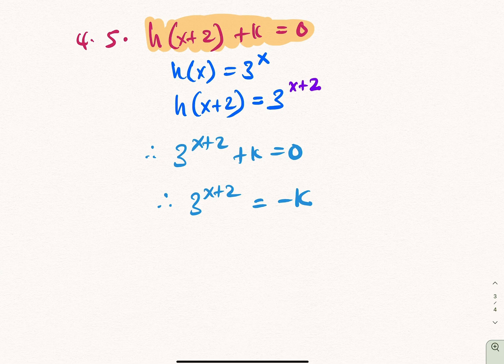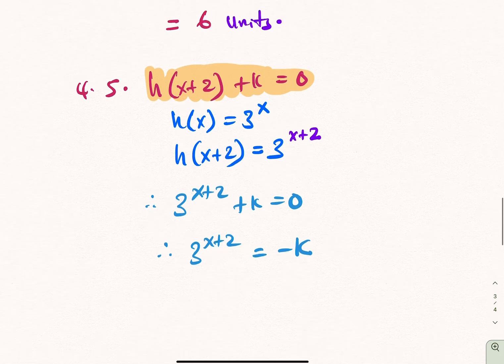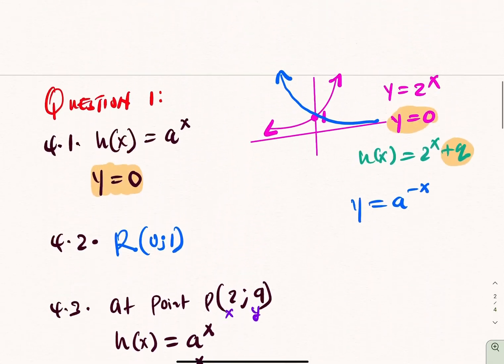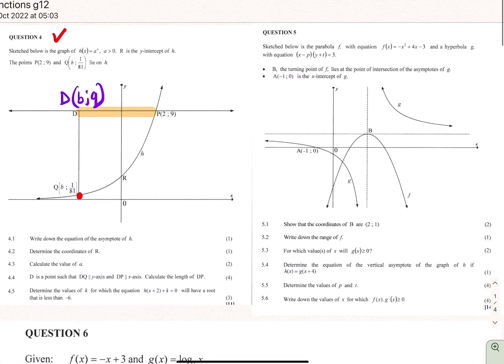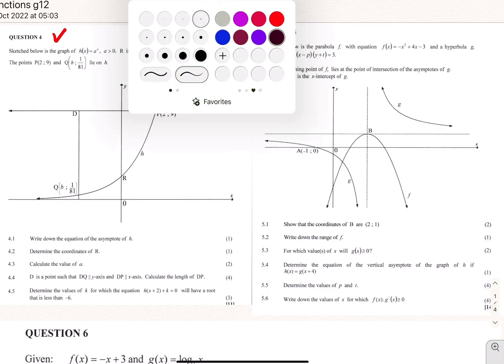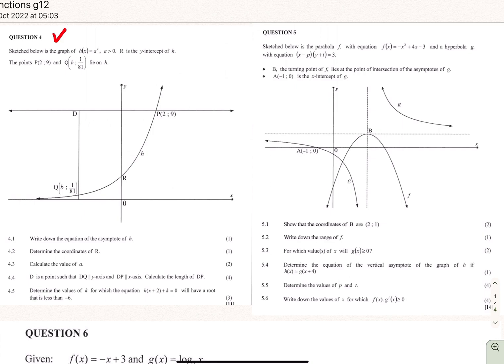Have a root of less than -6. Let me put it in practical terms. Let me delete this one here so that you see something. You have this one, which was the original function. This particular function right here is the one that you are given. You want to translate this function to the left by 2 units.